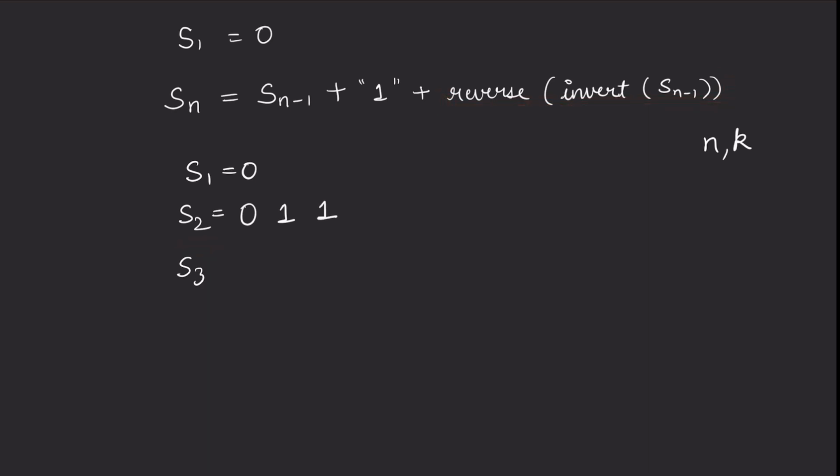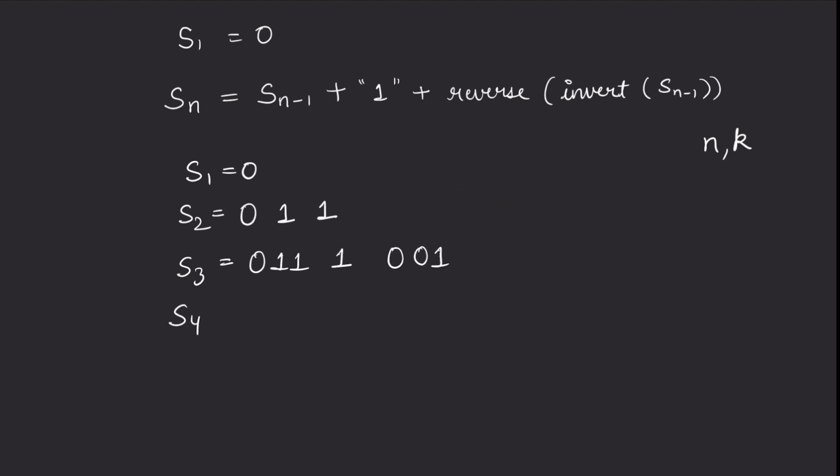Then if we check for S3, again it will be S of 3 minus 1, which is S2. What is S2? 0, 1, 1. So it will be 0, 1, 1, and then this bit 1. And then reverse and invert of S2. What will be the invert of S2? 1, 0, 0. And what will be its reverse? 0, 0, 1. So it will be 0, 0, 1.